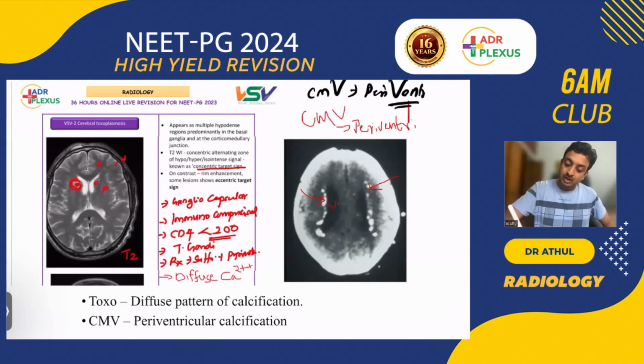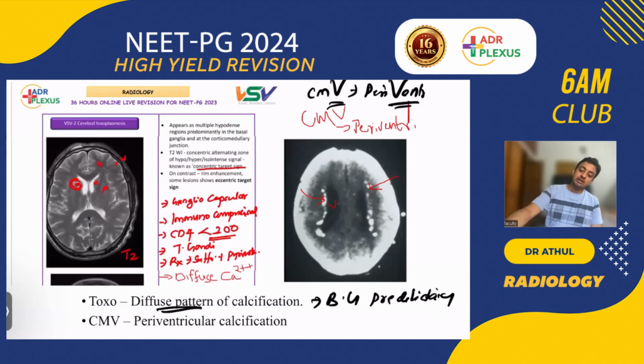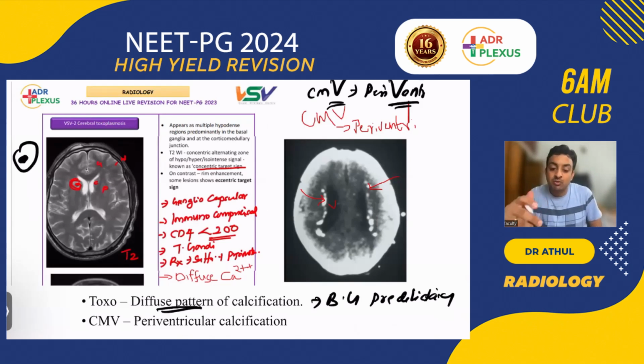In toxoplasmosis, there will be diffuse scattering of calcification, multiple calcifications, usually in the basal ganglia. So that diffuse pattern of calcification with basal ganglia predilection is actually seen in toxoplasmosis. And imagine in adults, in toxoplasmosis, you will get a sign called the target sign. It is usually seen in HIV patients when CD4 count is less than 200. So these are the questions that can be asked from toxoplasmosis as well as cytomegalovirus.